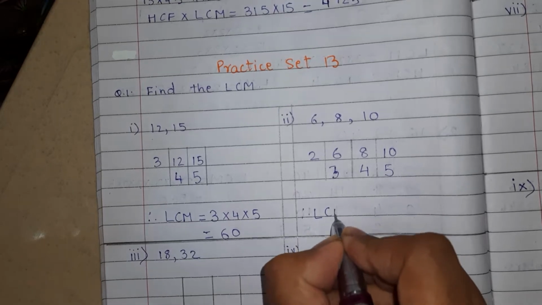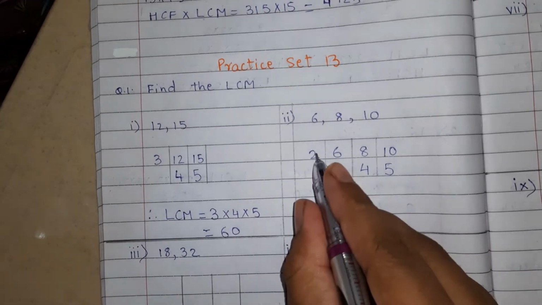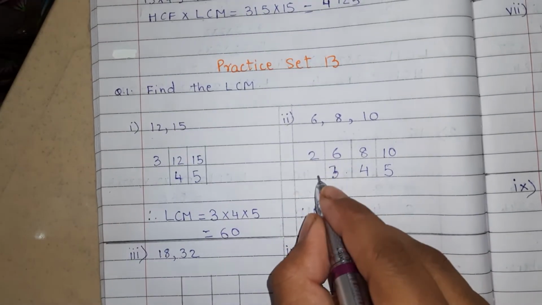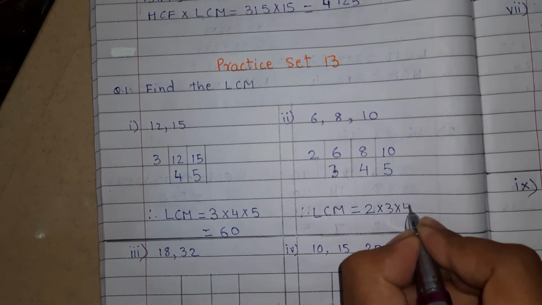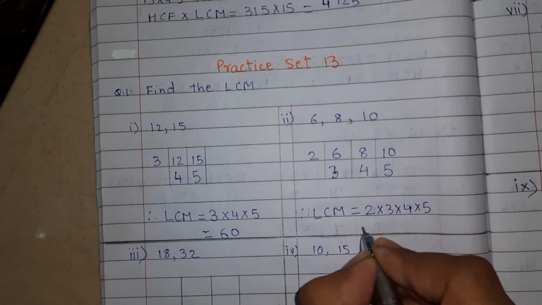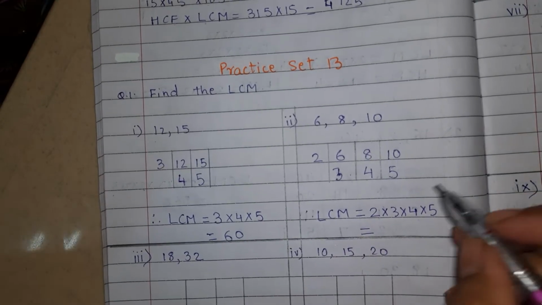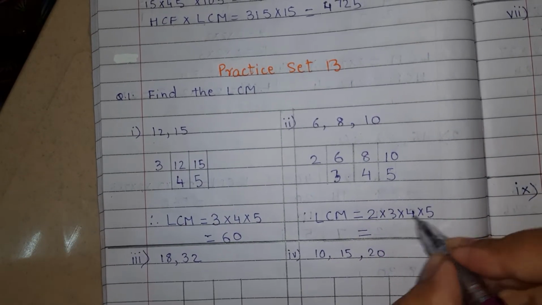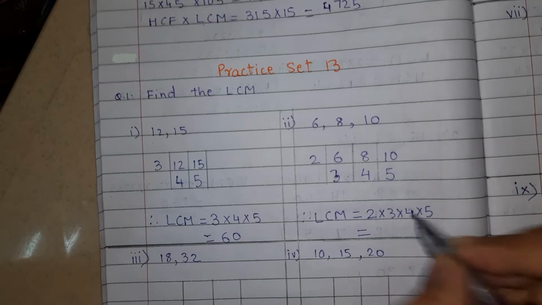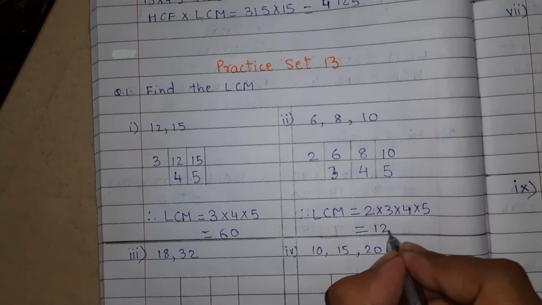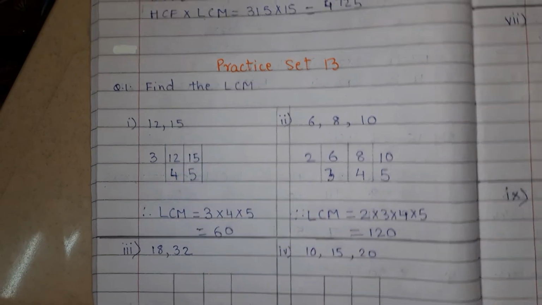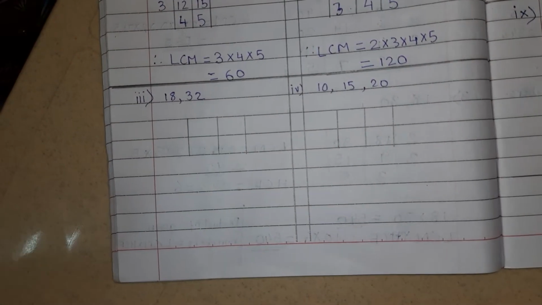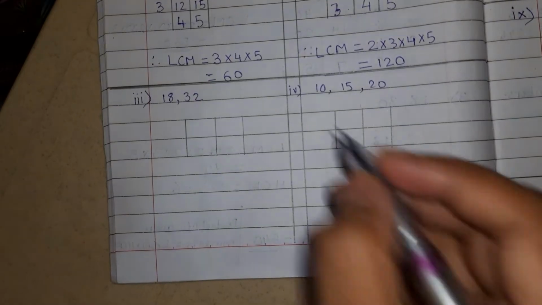So LCM will be equal to L, multiplication of L, means 2 into 3 into 4 into 5. So answer is 2 5s are 10, 3 4s are 12, 12 10s are 120. So LCM is 120. Next one is 18 and 32.